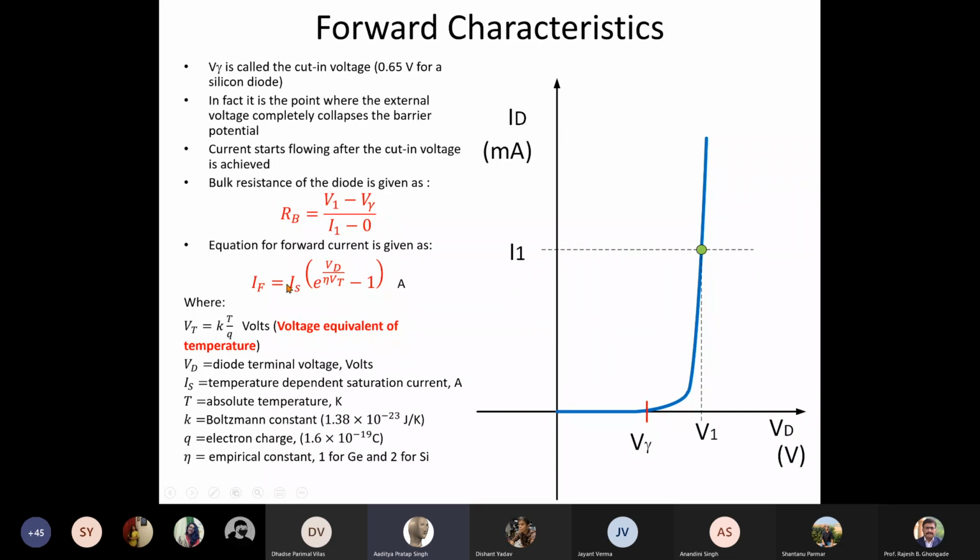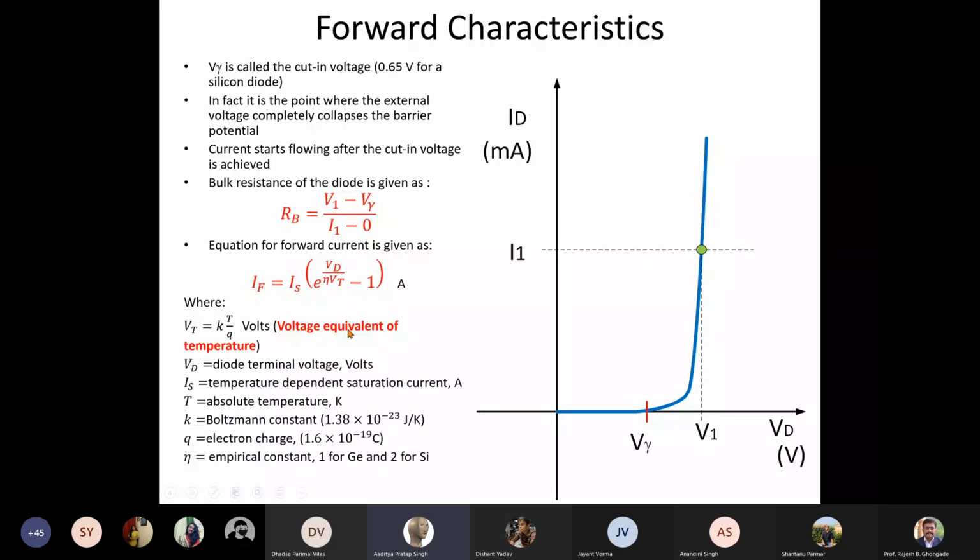See this. If you ever want to find out the current flowing through the diode, once you know these parameters, Is, eta, Vt and Vd, you will be able to find out If.